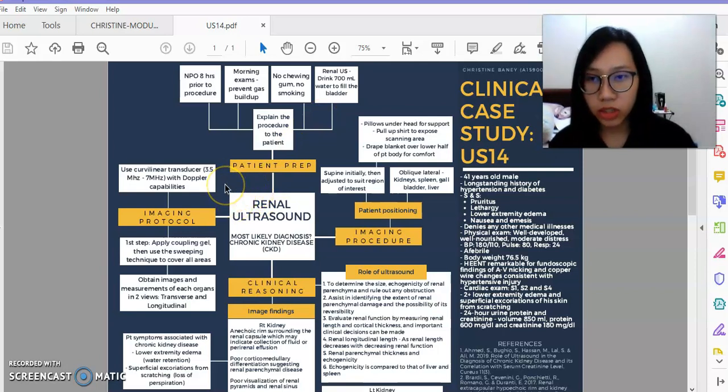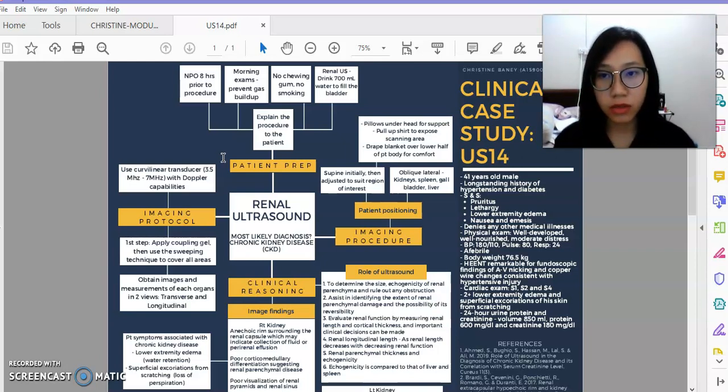As for the imaging protocol, for renal ultrasound or abdominal ultrasound, we will be using the curvilinear transducer. The frequency is 3.5 to 7 MHz with Doppler capabilities, because in renal ultrasound we will also be using the Doppler. So the first step is we will apply the coupling gel, and then we will use the sweeping technique because we want to cover all areas. Then after that, we will obtain images and measurements of each organ of the abdomen in two views, transverse and longitudinal.